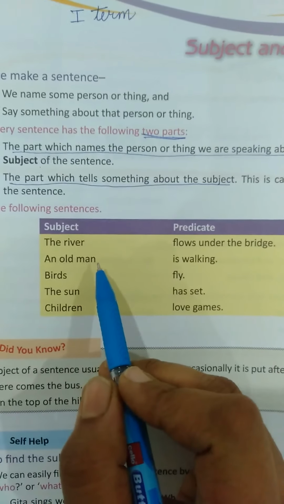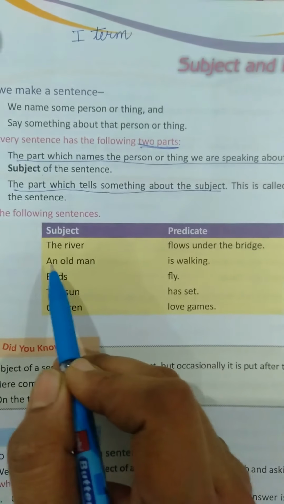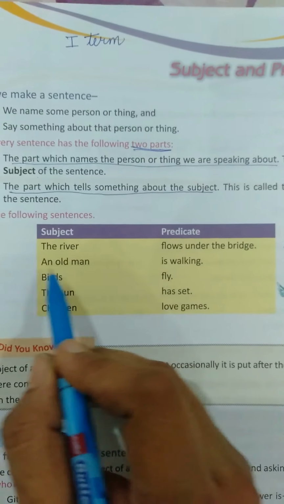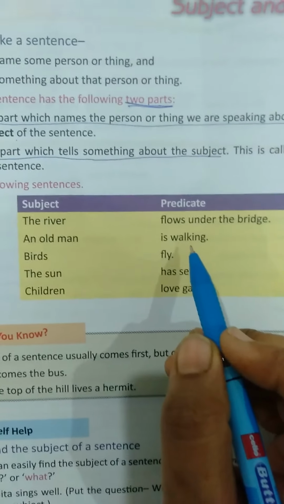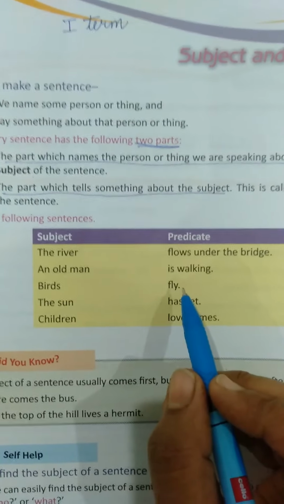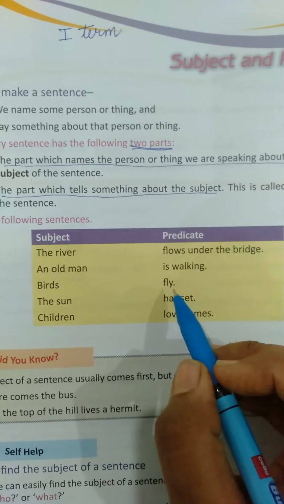Beta, here an old man, we are talking about an old man. So this part of a sentence which names a person or a thing which we are speaking about becomes the subject, and the rest is the predicate. Birds fly, we are talking about birds and what the birds are doing, flying. So here this is the predicate.